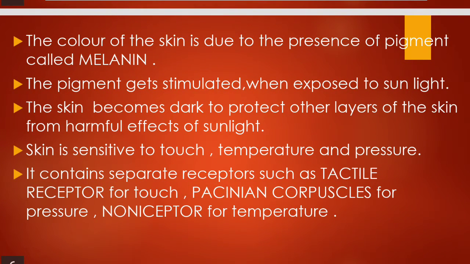Now I'll give you some more information about the skin. It is the largest organ of all. It's a sense organ of touch. It regulates body temperature and eliminates the waste material through sweat. The color of the skin is due to the presence of a pigment called melanin. The pigment gets stimulated when exposed to sunlight. The skin becomes dark to protect the other layers of the skin from harmful effects of sunlight. You know our skin is affected by the UV radiations. Yes, ultraviolet radiations are harmful to our skin.